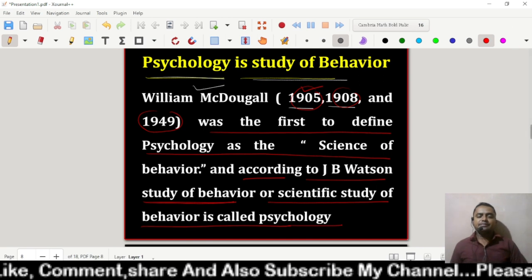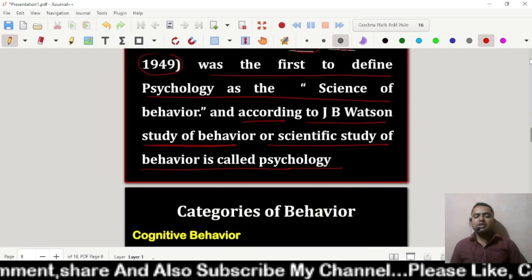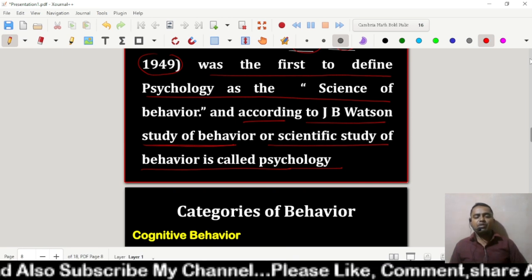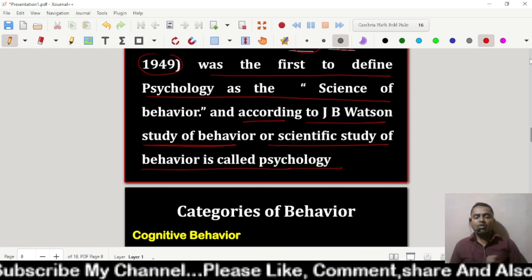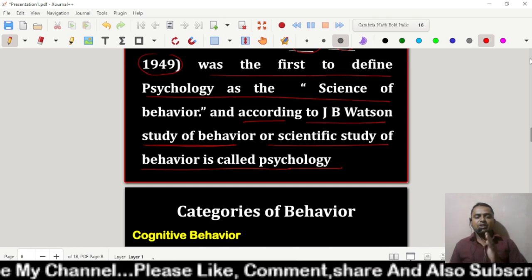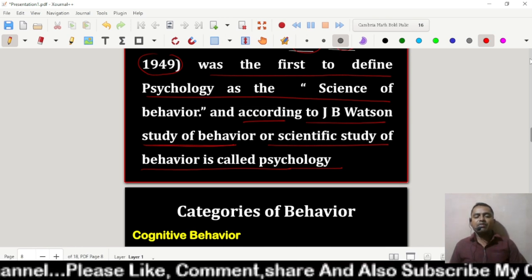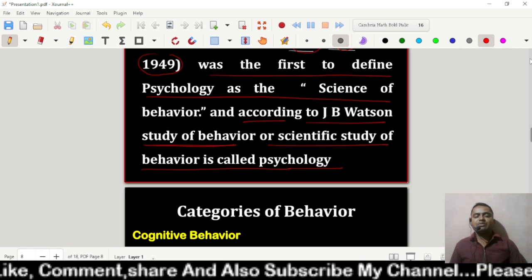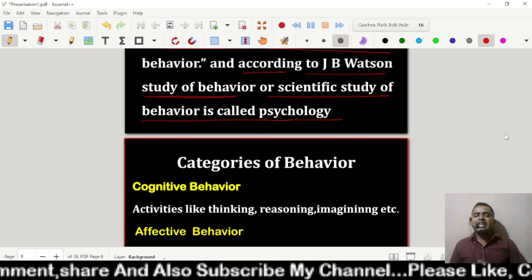So this is the modern concept of psychology. This definition is accepted by all psychologists. Now psychology is the study of behavior, or the scientific study of the behavior of a person. Now, categories of behavior.